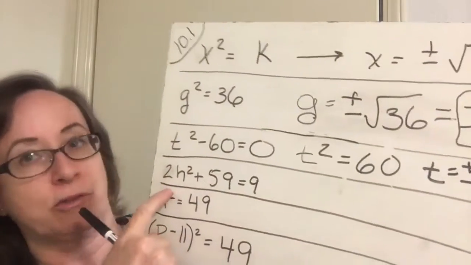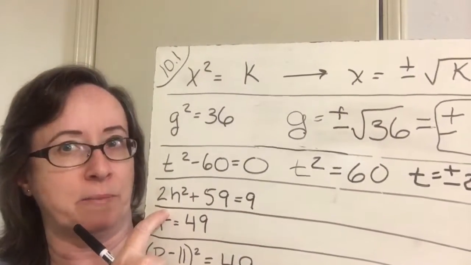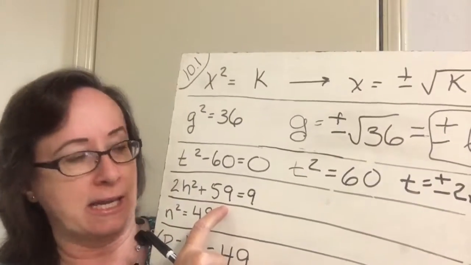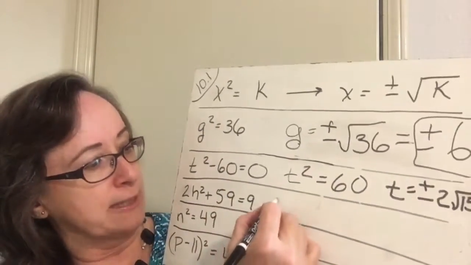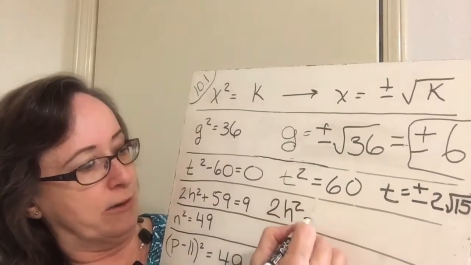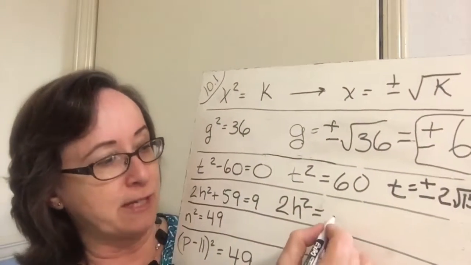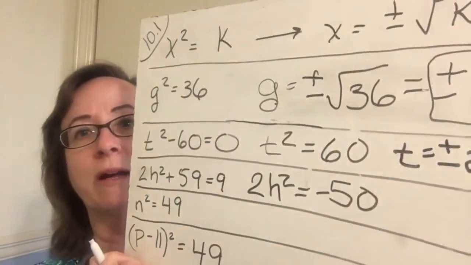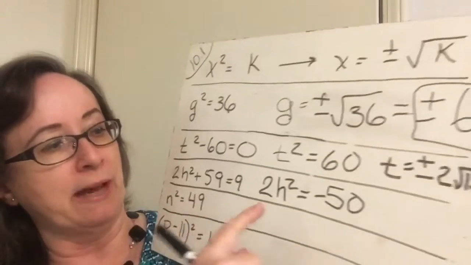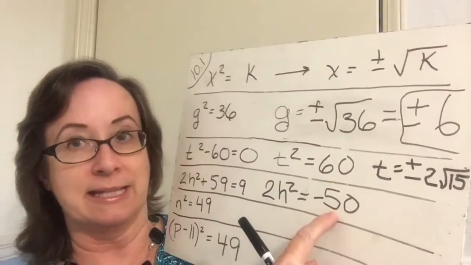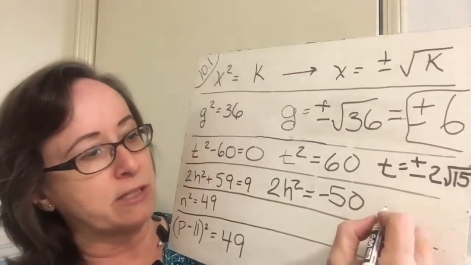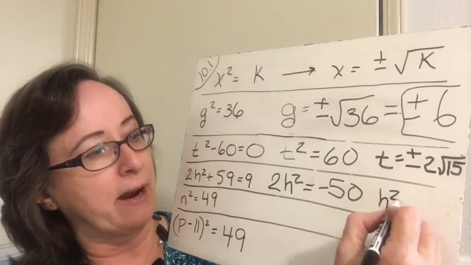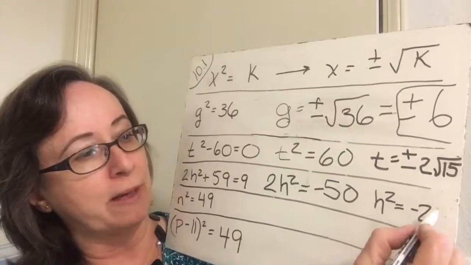Now, we're going to try to get the 2h squared by itself, but we need to take away the 59 from both sides. So we're going to say 2h squared equals 9 minus 59, which is a negative 50. Okay, some bells and whistles should be going off in your head right now because we have something squared is negative. Now let's go ahead and divide by the 2 to get the h squared by itself. So we're going to have h squared is negative 25.